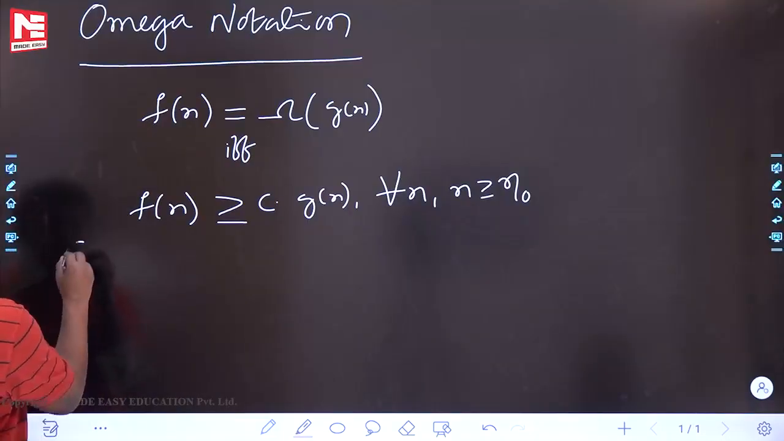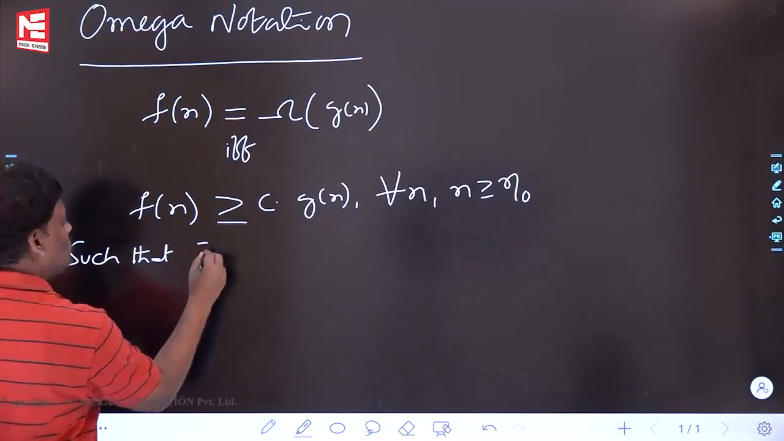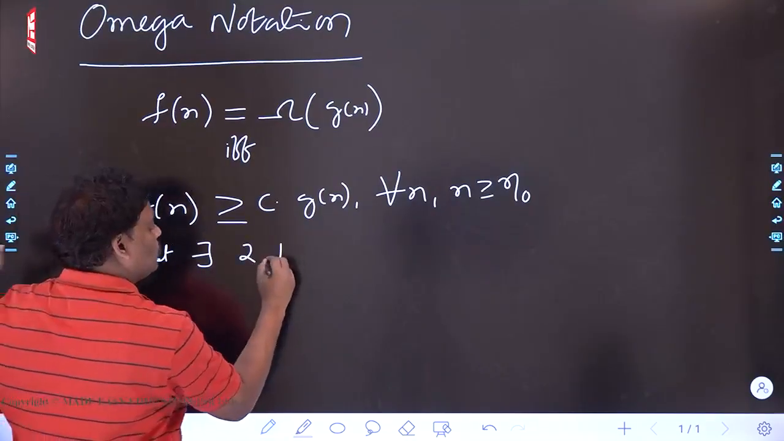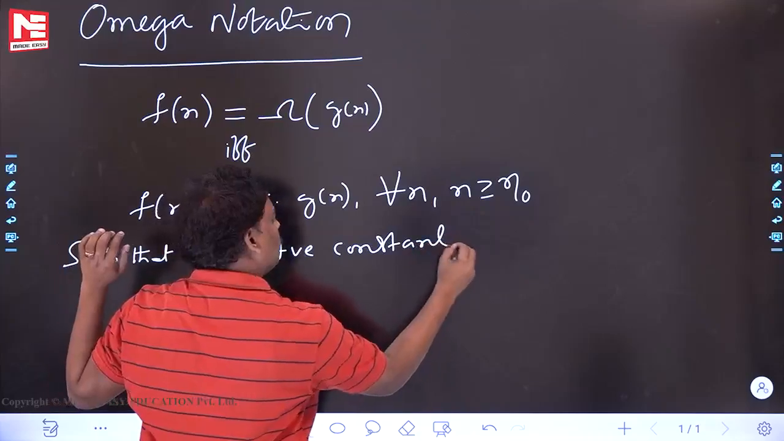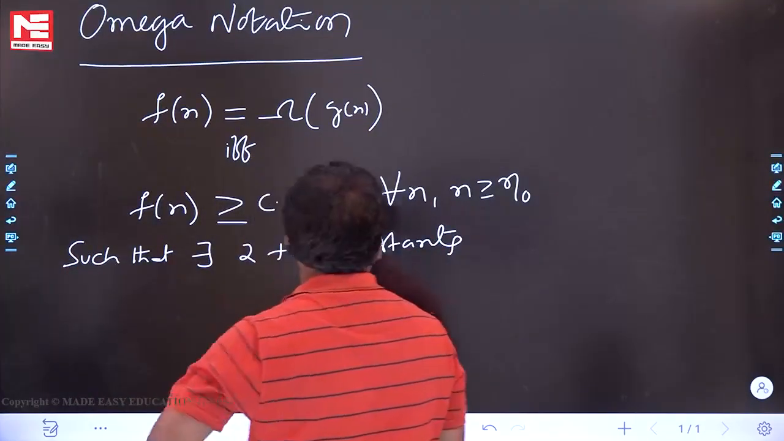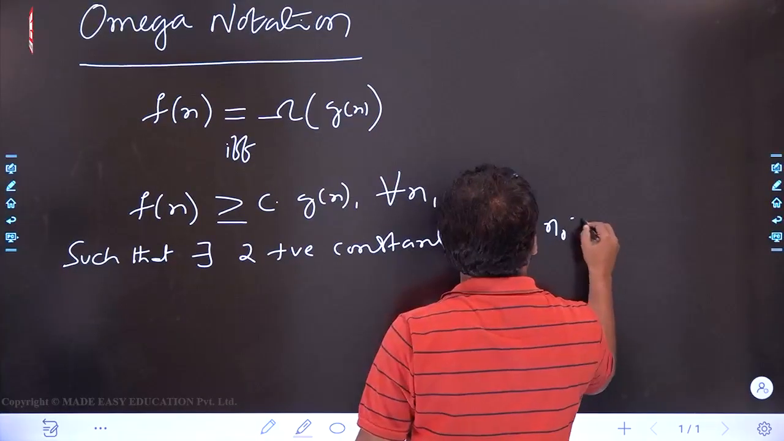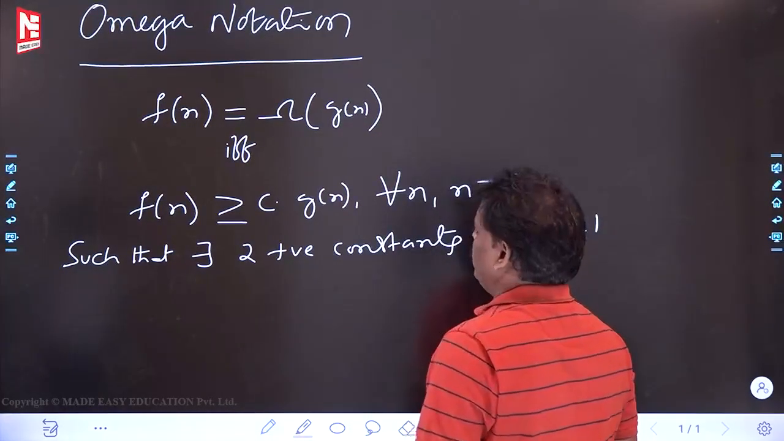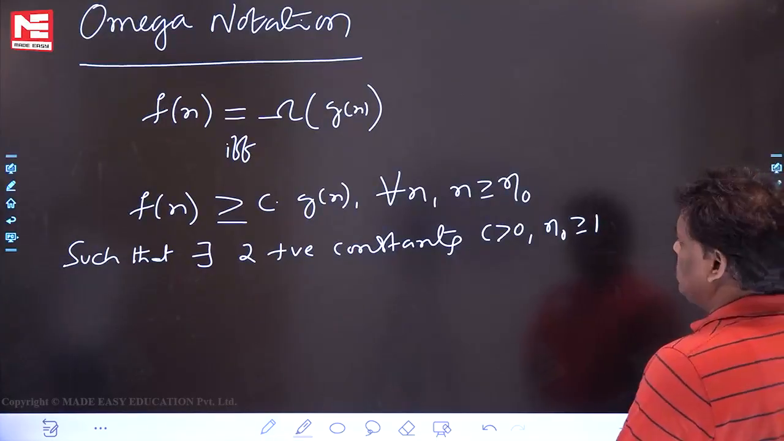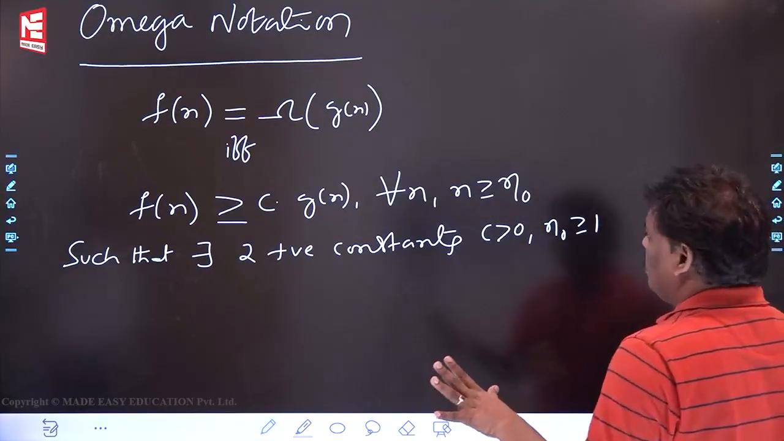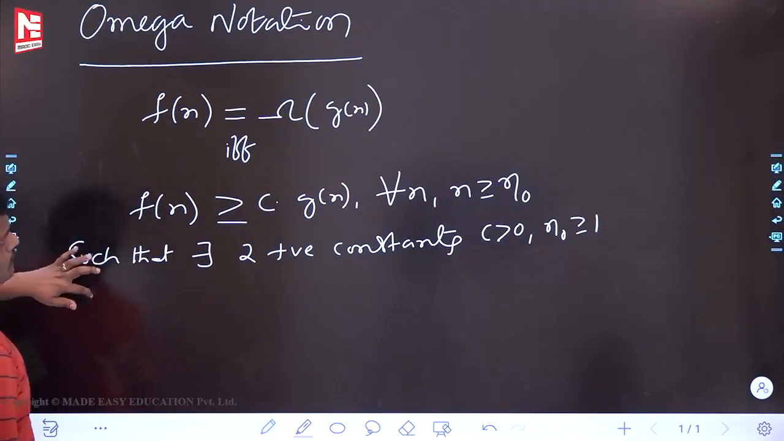Next one, such that there exist two positive constants c greater than 0, n0 greater than or equal to 1. It is the definition, right? Let's give examples. You are almost okay. Let's give a few examples for this.